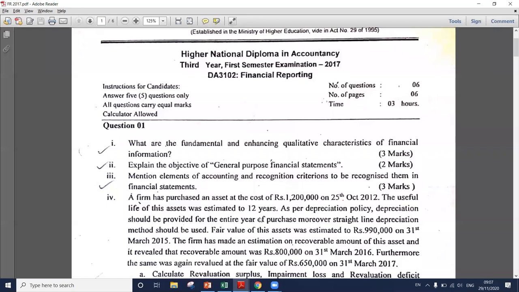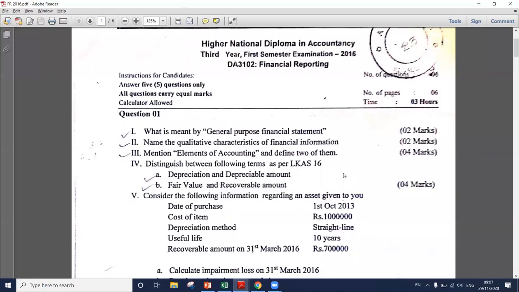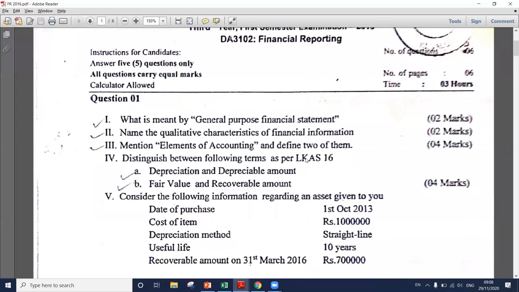Right? That is 2017. Okay. And 2016. The 2016 one, from the conceptual framework and LKAS 1.